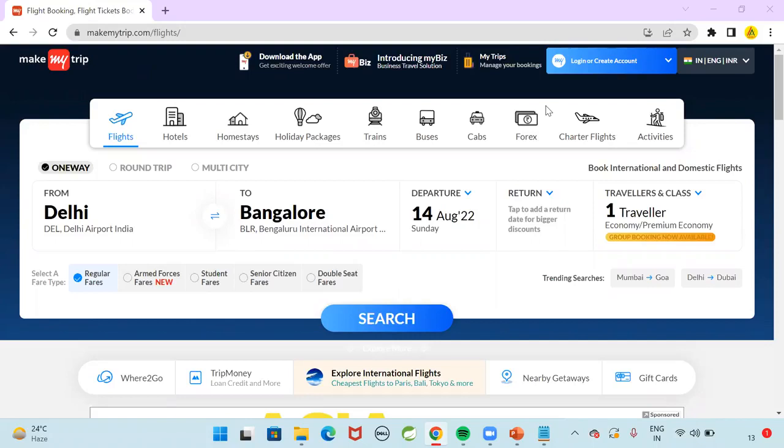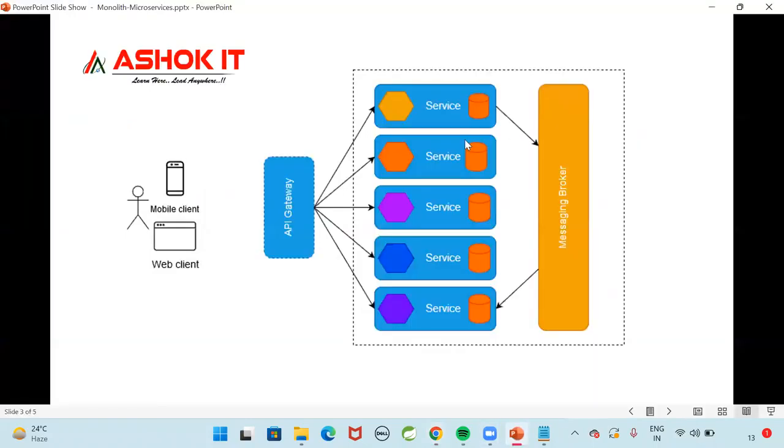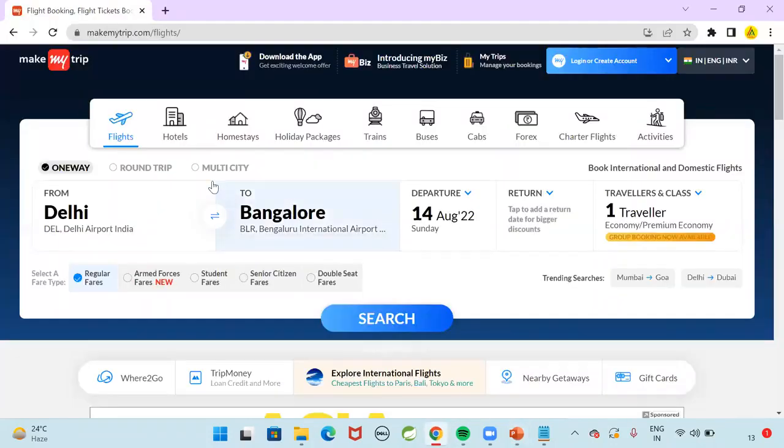And one more thing: tomorrow, if I make a change in the first service, do I need to deploy all the services, or only the service in which we made the change? In which service you made the change, only that service you need to deploy. You need not deploy all the services available in the project.